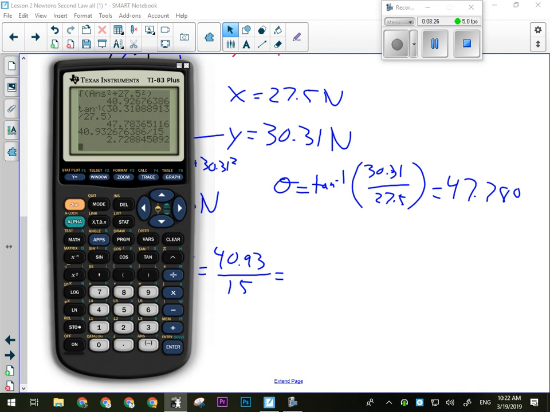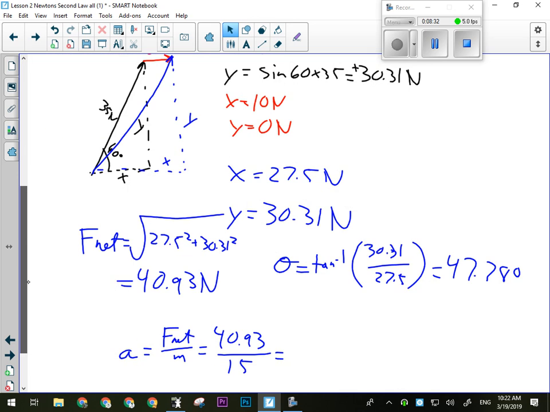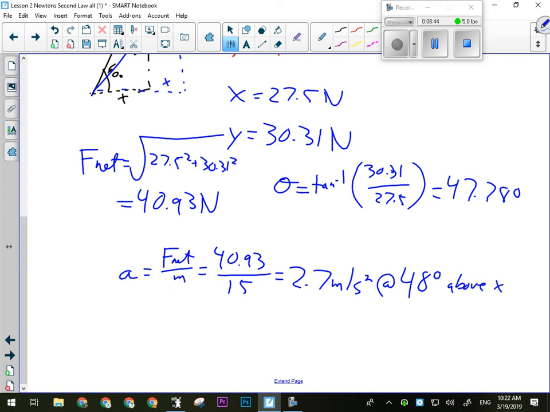All right, so we're looking at 2.7. I think we only have two significant figures here, right? Yeah, 35 only has two. So we're looking at 2.7 meters per second squared at 48 degrees above the x-axis, because that was the vector I was given in the question. Everybody follow me there?